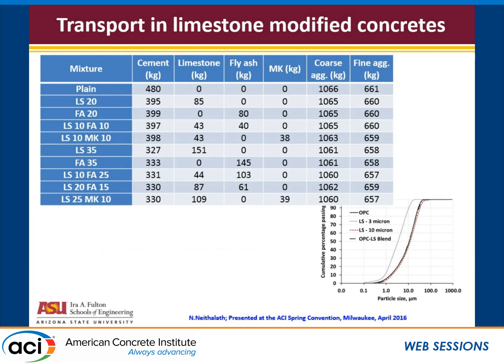So here are the different mixes that we did. A few mixes with 20% replacement of cement by limestone and fly ash or metakaolin, and then a few 35% replacement. What we did in all these mixes is actually balance the blending of the cement and limestone with 3 and 10 micron medium sized limestone so that the OPC and the blend has a similar particle size distribution. So you take out the effects of particle size. Your size distribution is very similar in both those cases.